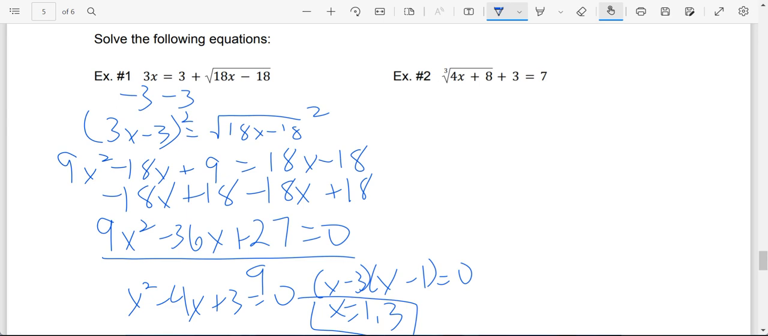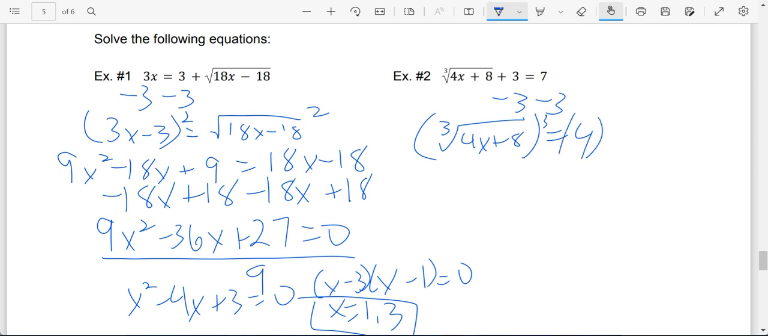Let's try this other one. Once again, what's our rule? We gotta get the radical alone. So let's subtract 3, subtract 3. Third root of 4x plus 8 equals 4. So how are you going to get rid of that? Whatever the index is, that's going to be your power. So power of 3 to both sides.